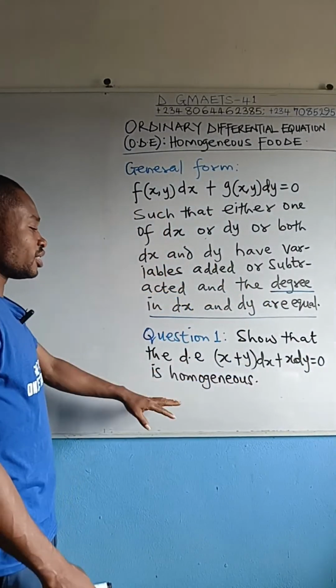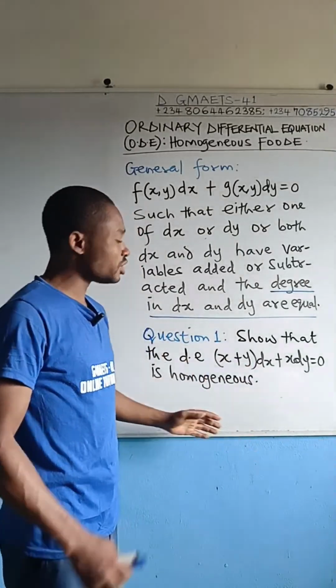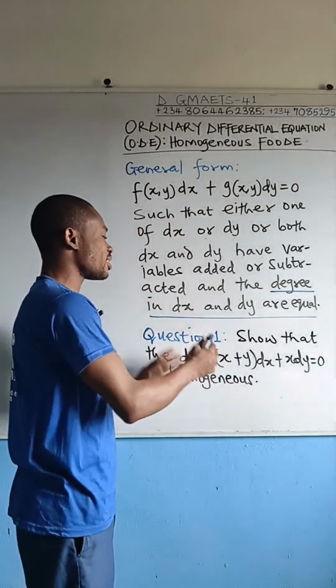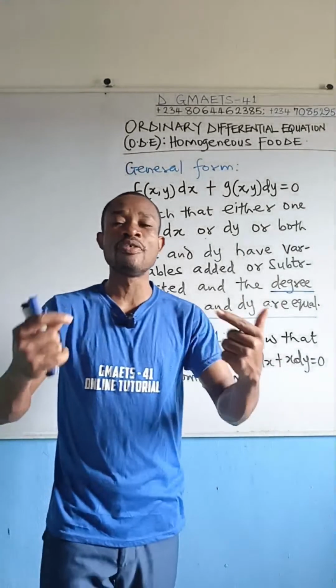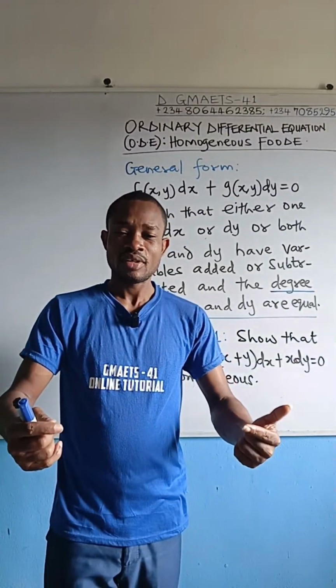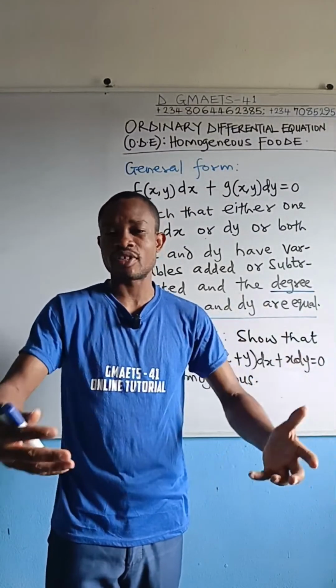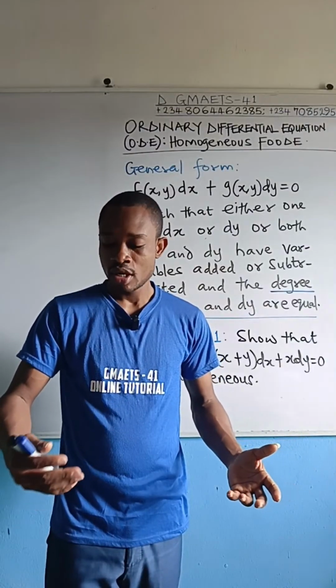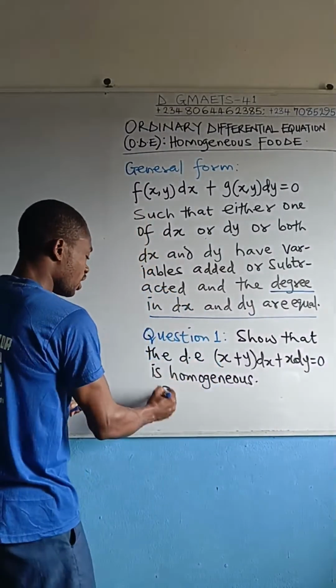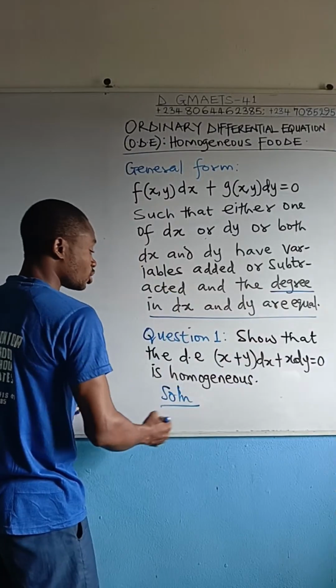So we have to show that the differential equation we have here is what? Homogeneous. So it's likely that the examiner is telling us that this is homogeneous. Now you prove it. It is homogeneous. Fine. Prove that this equation is homogeneous. So how can we show that this equation is actually homogeneous?